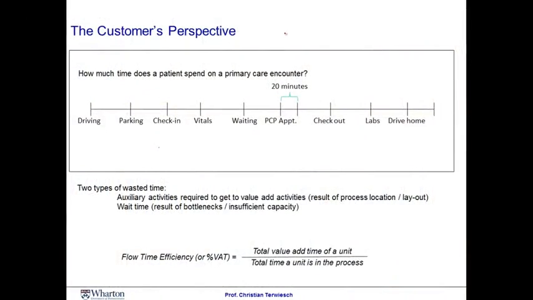Instead of looking at the resource and the inventory in front of this resource, in this session we're going to take a slightly different perspective, the perspective of the customer. Consider once again our example of the physician's practice. Now, we've looked at the utilization of the doctor and how that can drive the waiting time in front of the practice. But how does the patient experience the encounter with the doctor?